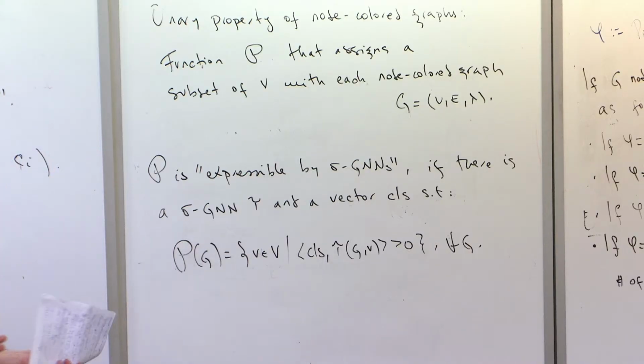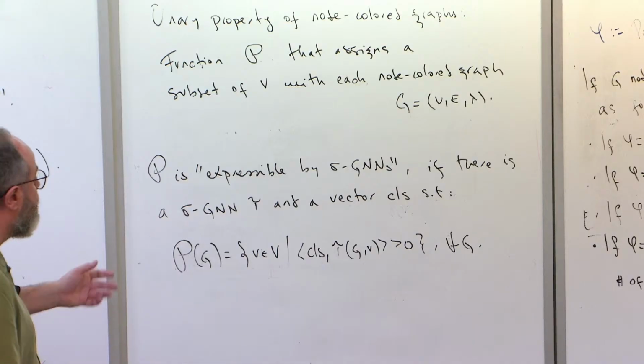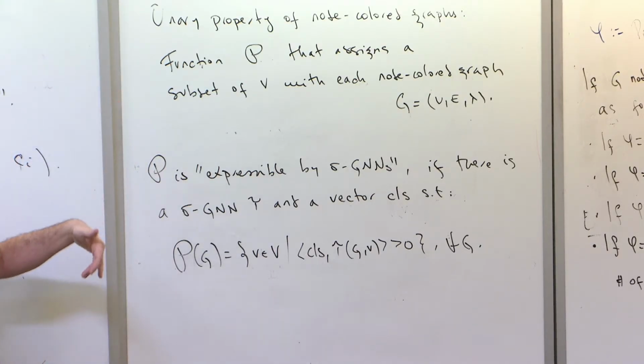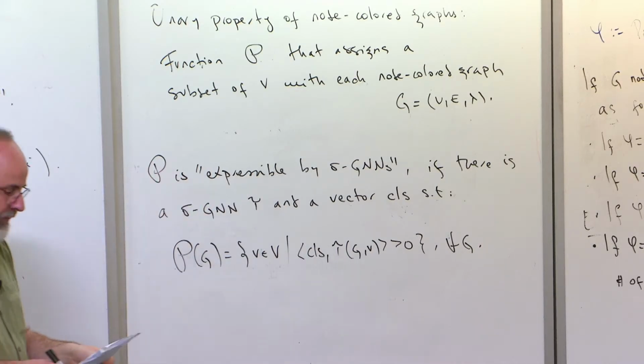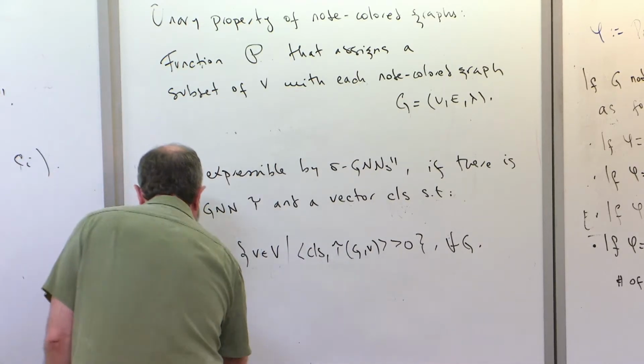So this is a completely different notion than the previous one. It's a uniform notion. It applies to all graphs at the same time. The other one is data dependent somehow. I take these two graphs and I want to know when they can be distinguished. So which properties of graphs can we detect with sigma GNNs? That's the question.